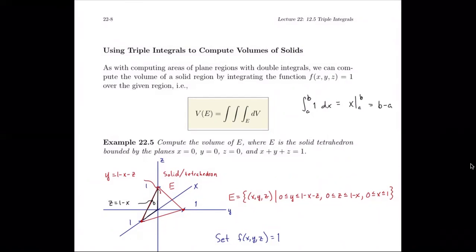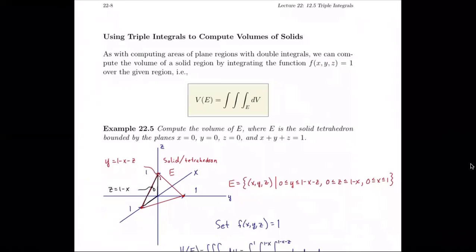So this, like I said, is an easier application, and part of that is because the function itself is just 1. So that eases up the work in our integrand. So compute the volume of E, where E is the solid tetrahedron bounded by the planes x equals 0, y equals 0, z equals 0. So in other words, the coordinate planes of the three-dimensional coordinate system, and the plane x plus y plus z equals 1.